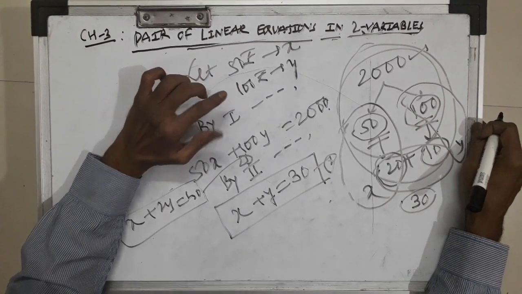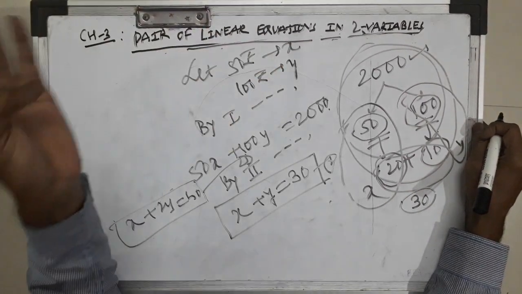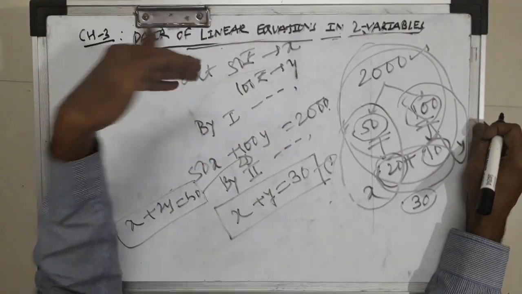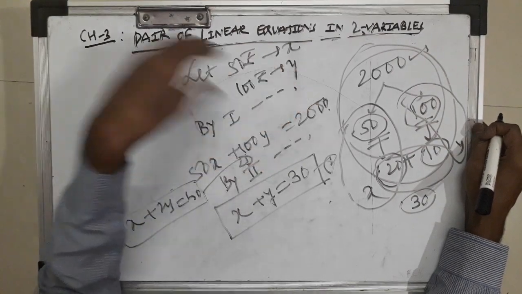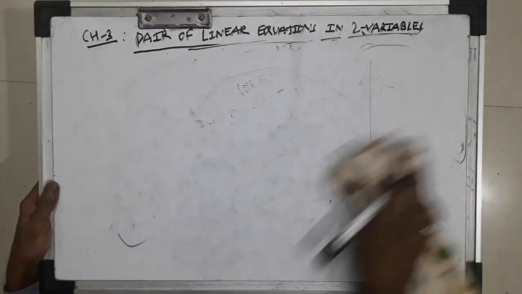In an area question, rectangle, let the length and breadth be... Find the dimensions of a rectangle. Dimensions means length and breadth. Just you can write, let the length be X and breadth be Y. Right?